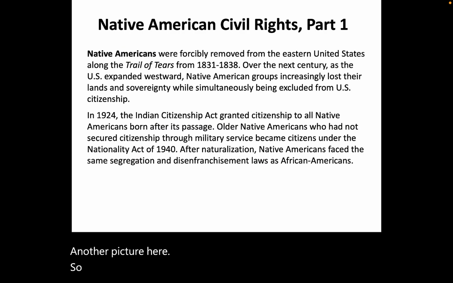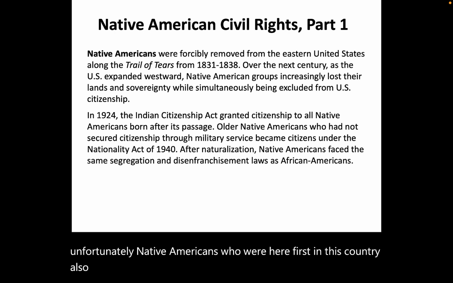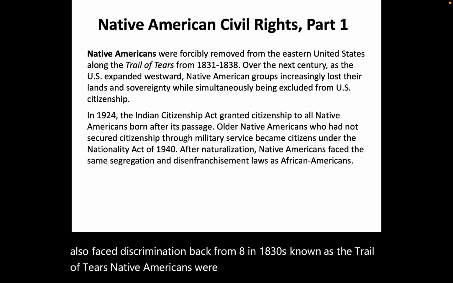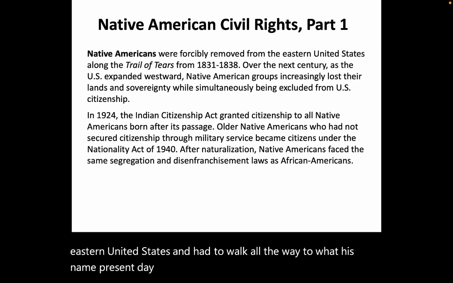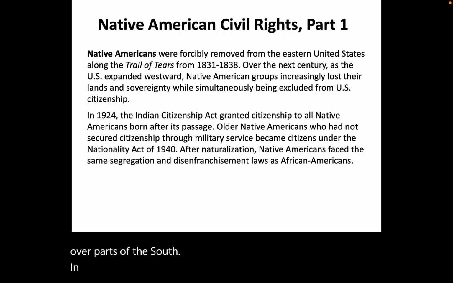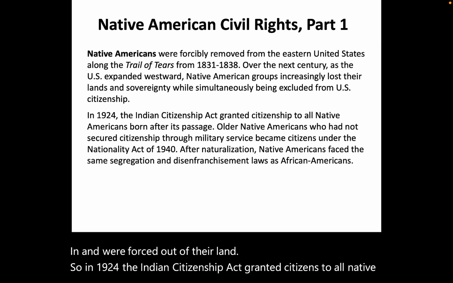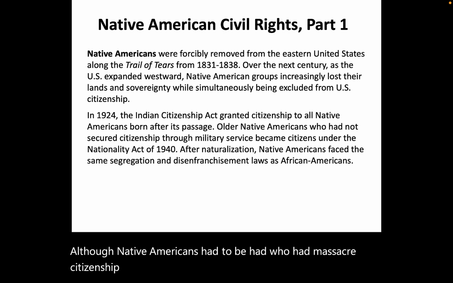So, Native American rights. Native Americans, who were here first in this country, also faced discrimination. Back in the 1830s, known as the Trail of Tears, Native Americans were forcibly removed from the eastern United States and had to walk all the way to what is present-day Oklahoma. So these individuals came from all over parts of the South and were forced out of their land. In 1924, the Indian Citizenship Act granted citizenship to all Native Americans born after its passage. Older Native Americans who had not secured citizenship through military service became citizens under the Nationality Act of 1940.